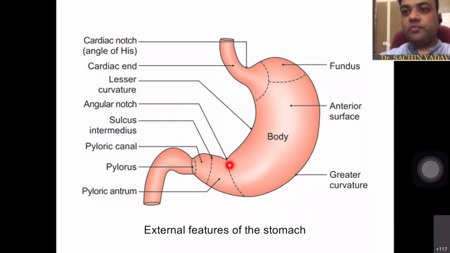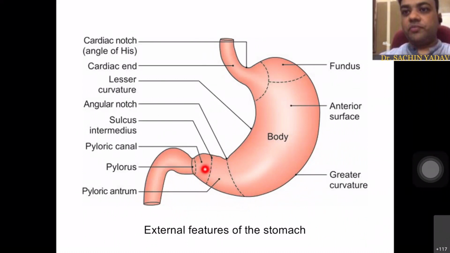So a line is drawn from this angular notch, and there is a constriction. Actually, it has been shown as more curved, but on this part there is a slight constriction, meaning concavity. The line joining this angular notch and this concavity on the greater curvature divides the stomach into the main cardiac part and the pyloric part. Here the larger part is known as the pyloric antrum, then the pyloric canal.